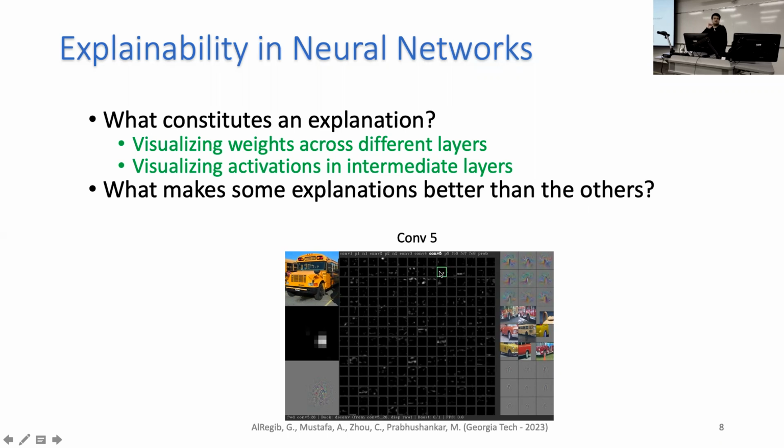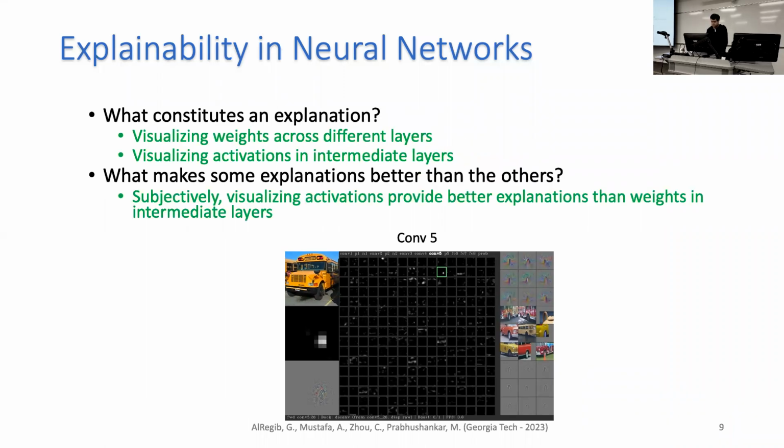If some patch exists within the image, this neuron here is going to be activated. That is how we connected one to the other. Again, this requires knowledge of what a neural network is and what's happening within it. We also answered this other question: what makes some explanation better than others? We subjectively visualized it.